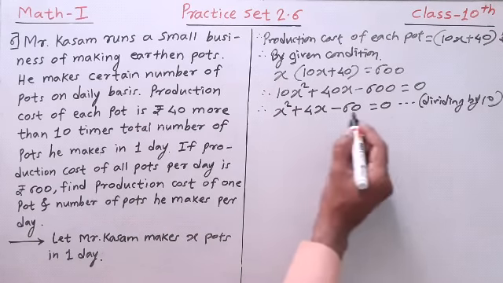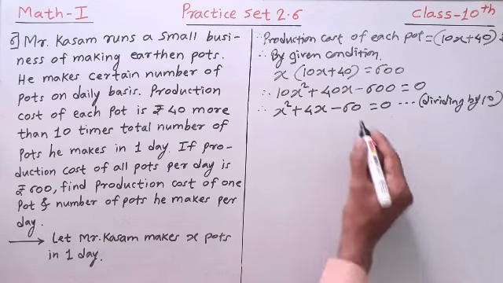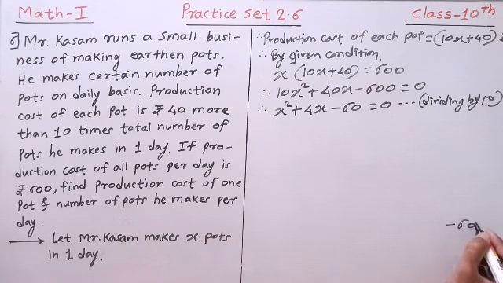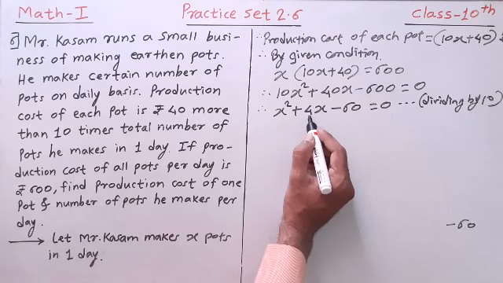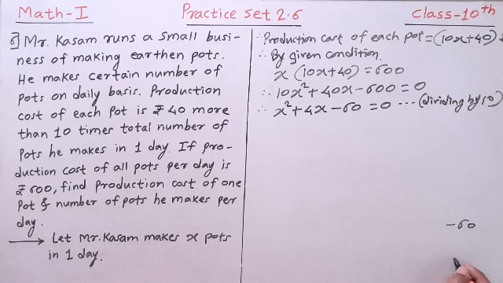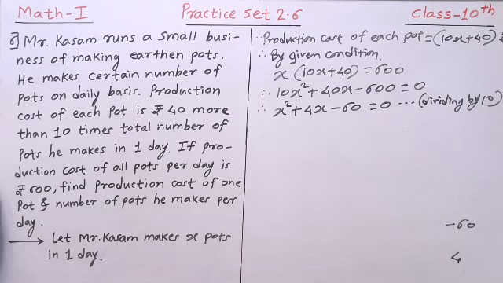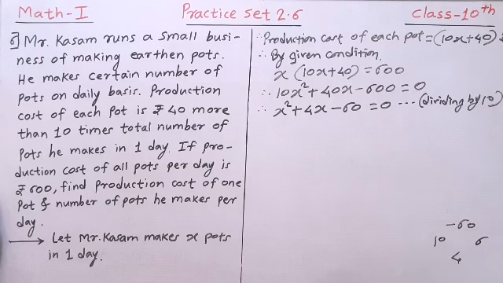So we can solve it by the factorization method. We need two such numbers whose multiplication is negative 60, that is the last term, and whose addition should be positive 4, which is the coefficient of the middle term. So which are the two numbers? The two numbers are 10 and 6. 10 minus 6 is positive 4, and 10 times negative 6 is negative 60. So the two factors are 10 and negative 6.